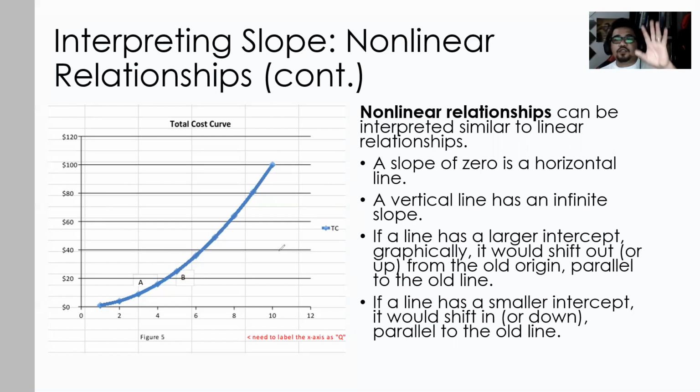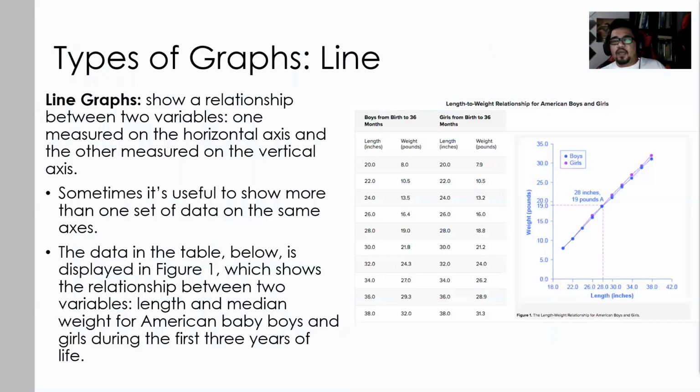However, just to highlight that in real-world, in real economic data, hindi naman talaga straight yung line na yan. It really depends. Anyway, moving forward with this, we have types of graph. You have the line graph. It shows the relationship between two variables, the first one measured on the horizontal axis and the other measured on the vertical.